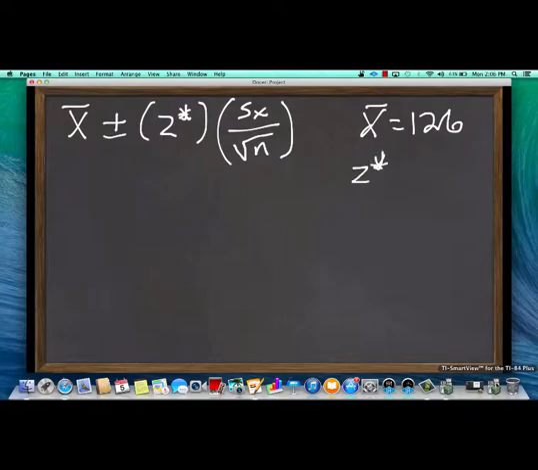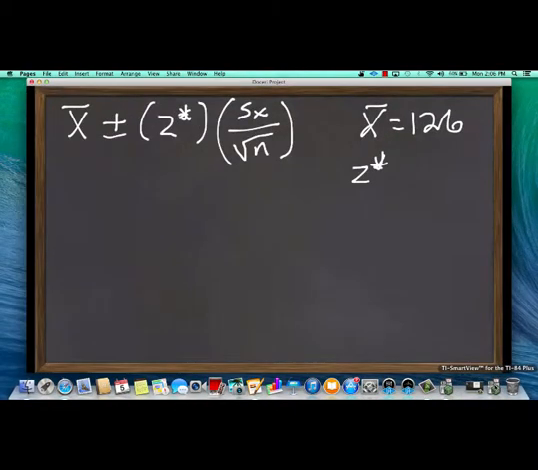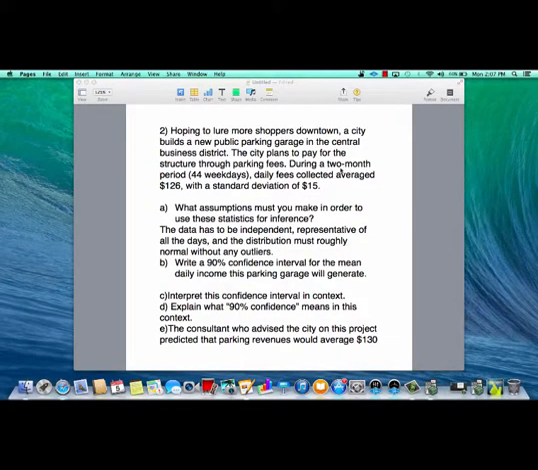Our critical value. Well, let's go back to our problem here real quick. What confidence interval are we wanting to generate for the mean? 90%. Okay, two-tailed. Now 90%, the critical value is going to be 1.645, right? And now we are given our standard deviation, which was 15. Some people just write S. And our sample size was 44. Okay, how did I come up with 44? Well, that's how many days. During a 2-month period, 44 weekdays, daily fees collected averaged $126. So we're going to use this for our sample size.